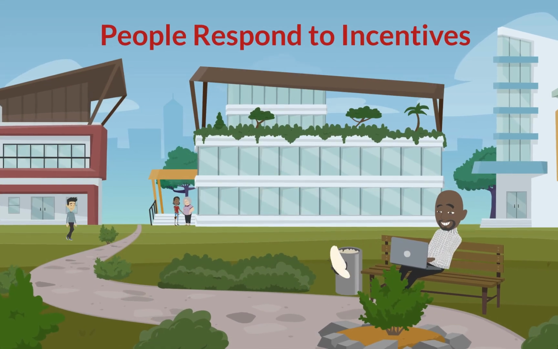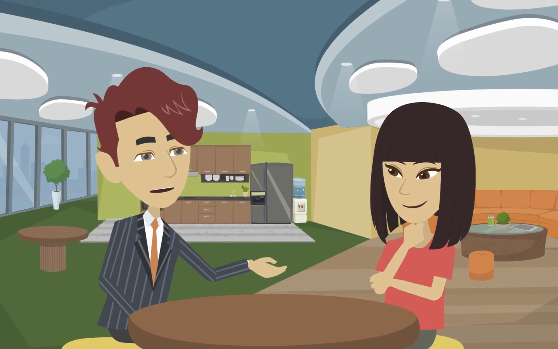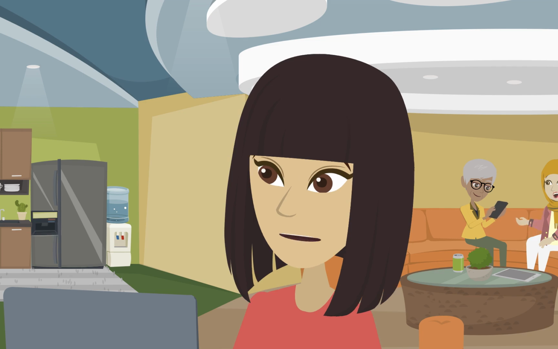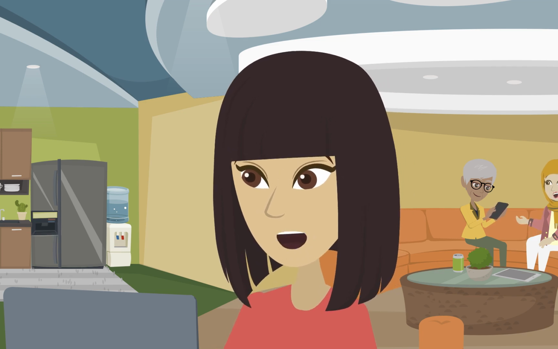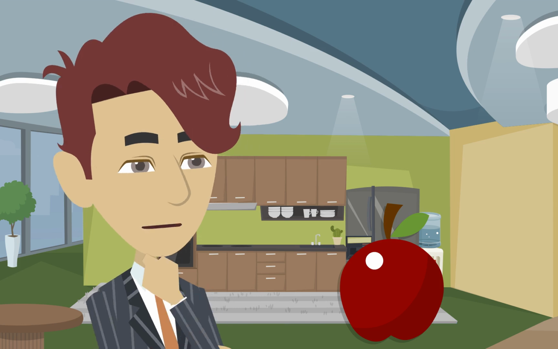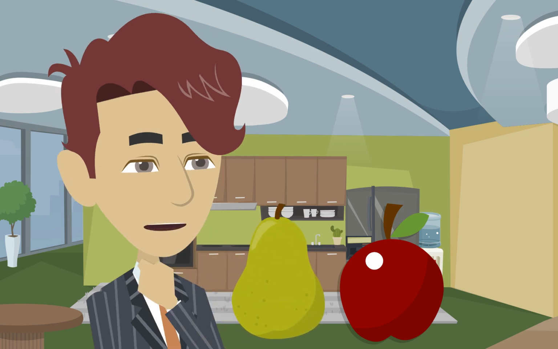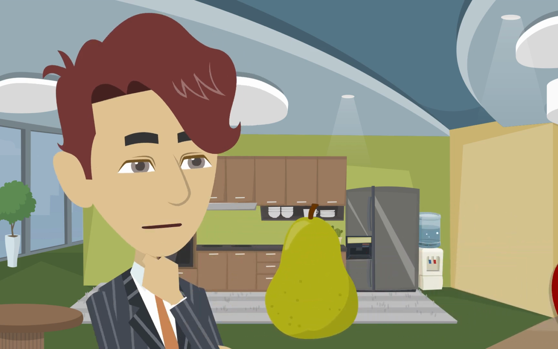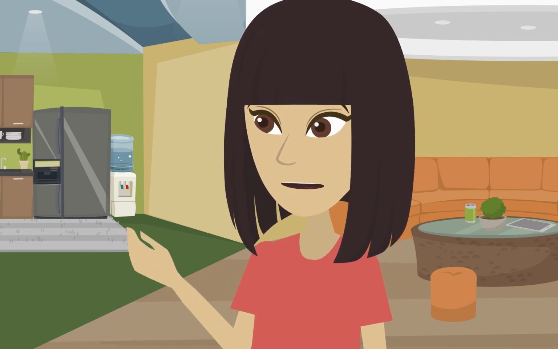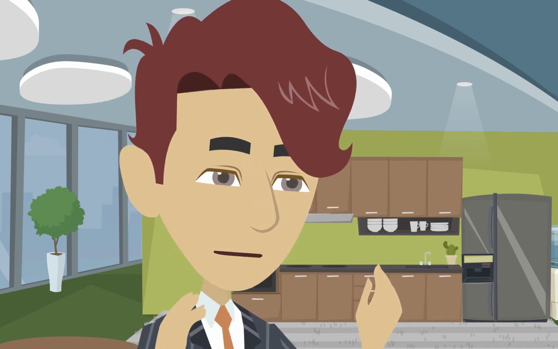People respond to incentives. Did you know that people's behavior often changes when the costs or benefits of their actions change? Really? Can you give me an example of how that works? Sure, let's look at the market for apples. When the price of apples goes up, people tend to buy fewer apples and more pears instead. I see. So they're responding to the change in incentives? Exactly. And it's not just consumers.